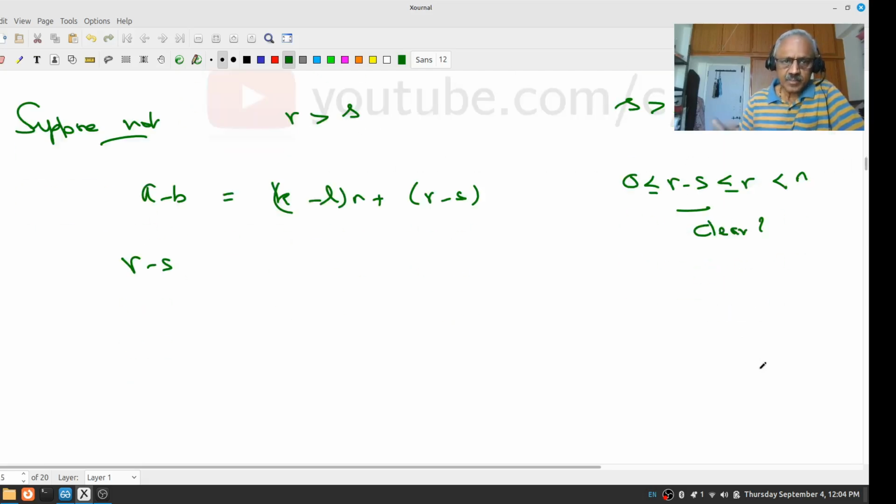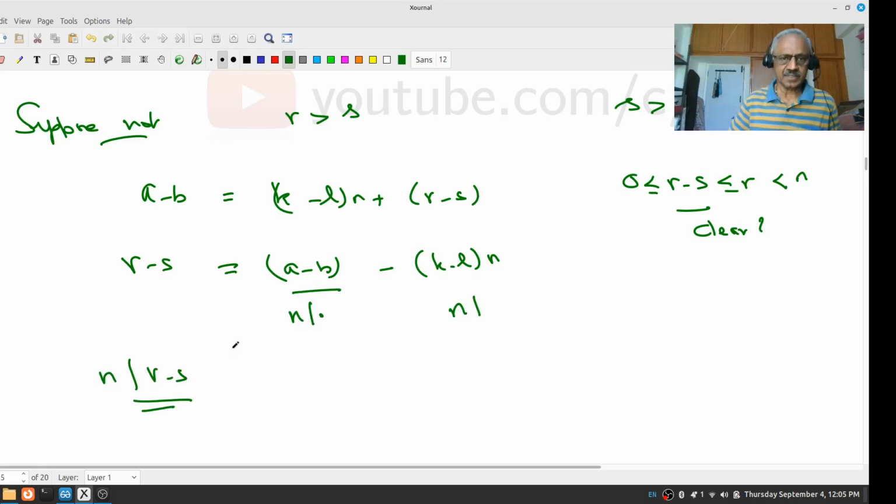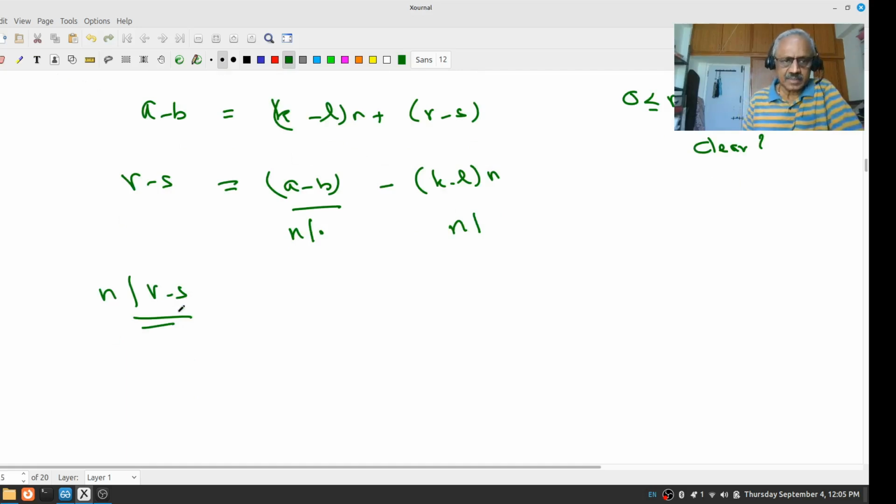Right? I am going to make use of that. Now R minus S is what? A minus B minus K minus L times N. Right? Now this is divisible by N and this is divisible by N. Therefore, R minus S is divisible by N. Right? You remember divisibility, the first lecture in the ENT series we are using. N divides R minus S.